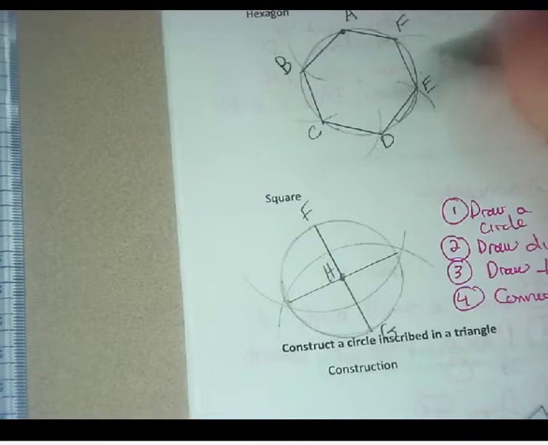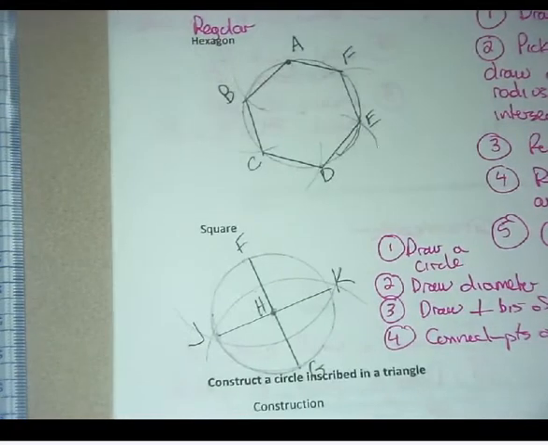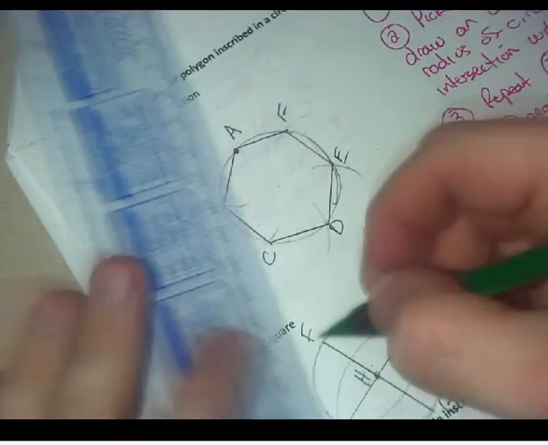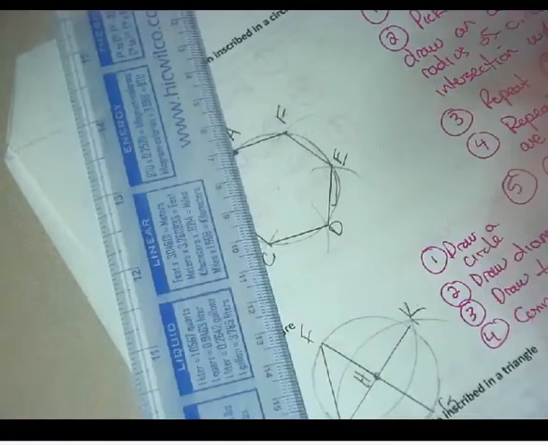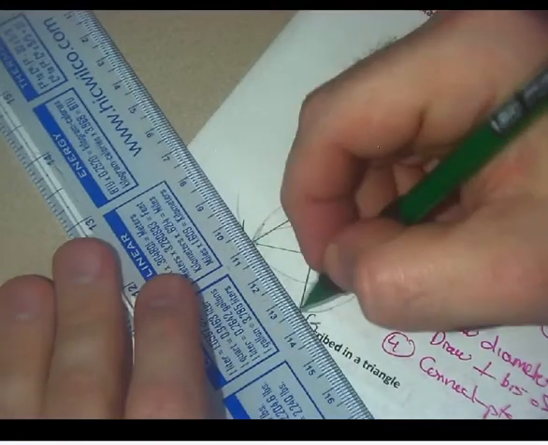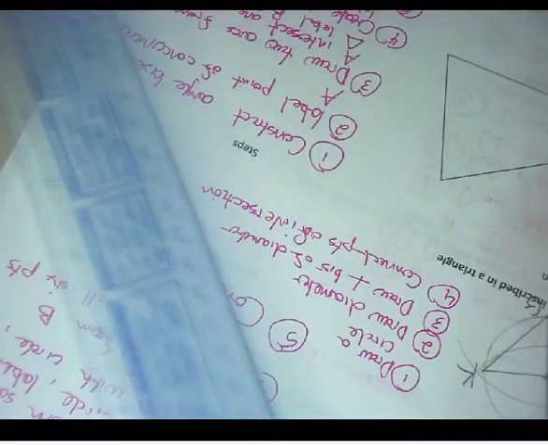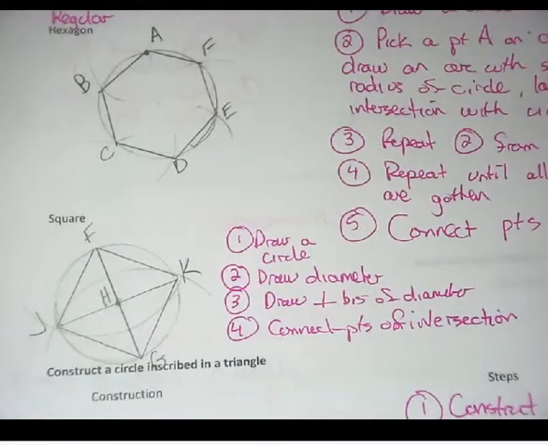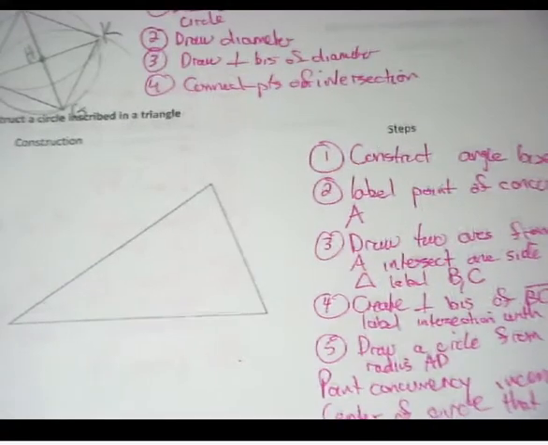Label those J and K. So we know those are perpendicular, and then we just connect them now. So F, J, G, K. And there we go. We have a square. So let's go step by step through this. That's actually a pretty nice looking square. I'm proud of myself.